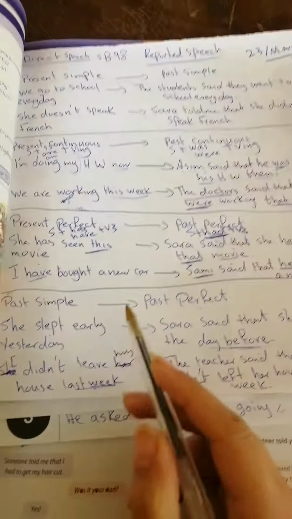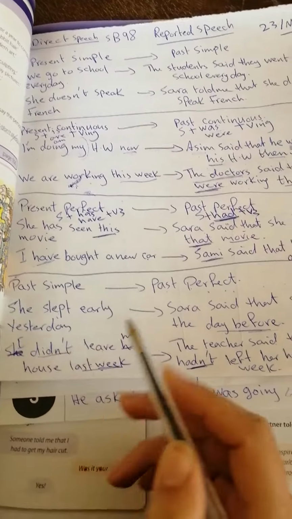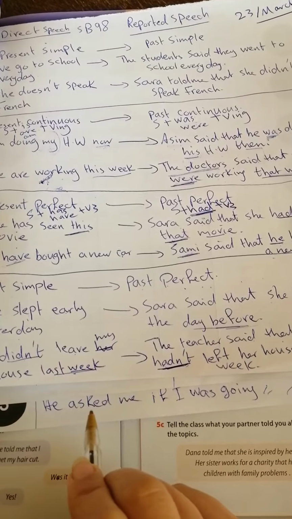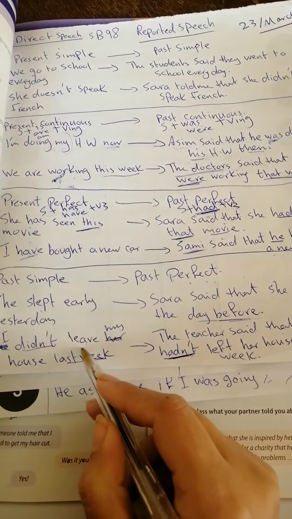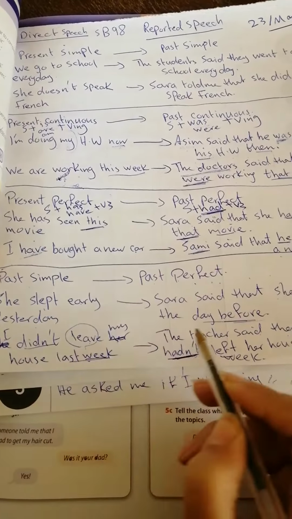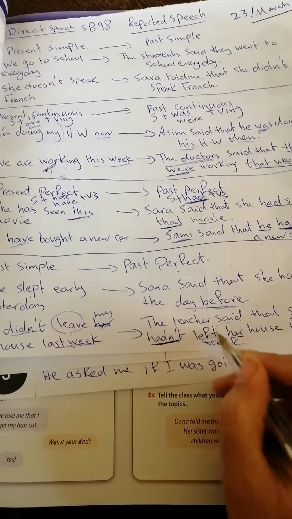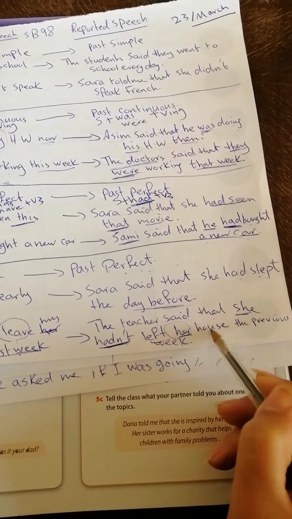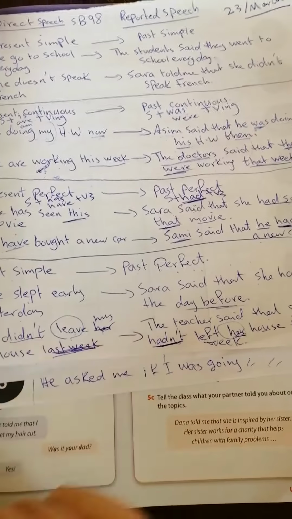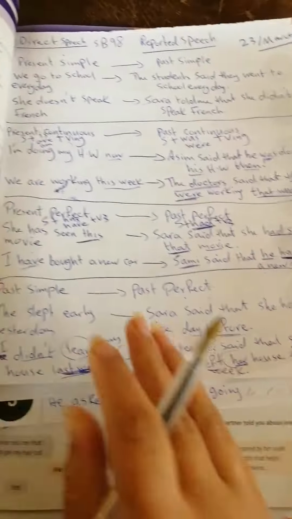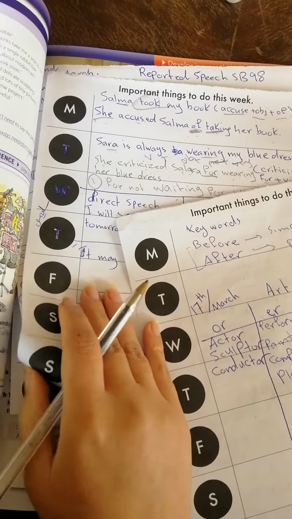We have many changes here. First of all, didn't, we change it into hadn't. The negative with had becomes had not or hadn't. And verb 3 from leave is left. Now my, we change it into her because it refers to the teacher, the female. Hadn't left her house. And last week, we change it to what? The previous week. Okay.